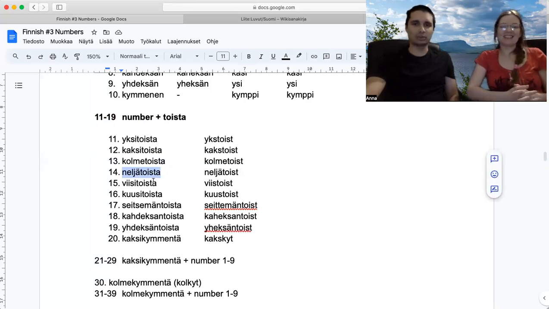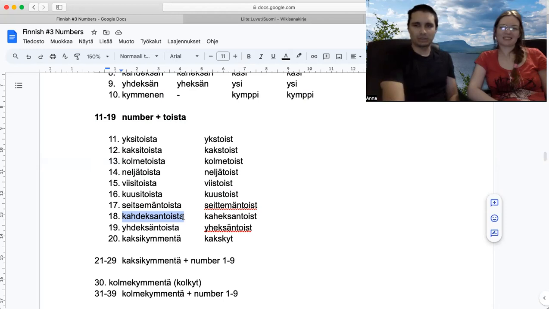14, 15, 16, 17. But sometimes you might actually say a shortened form of 17. In informal speech, you can say whatever.